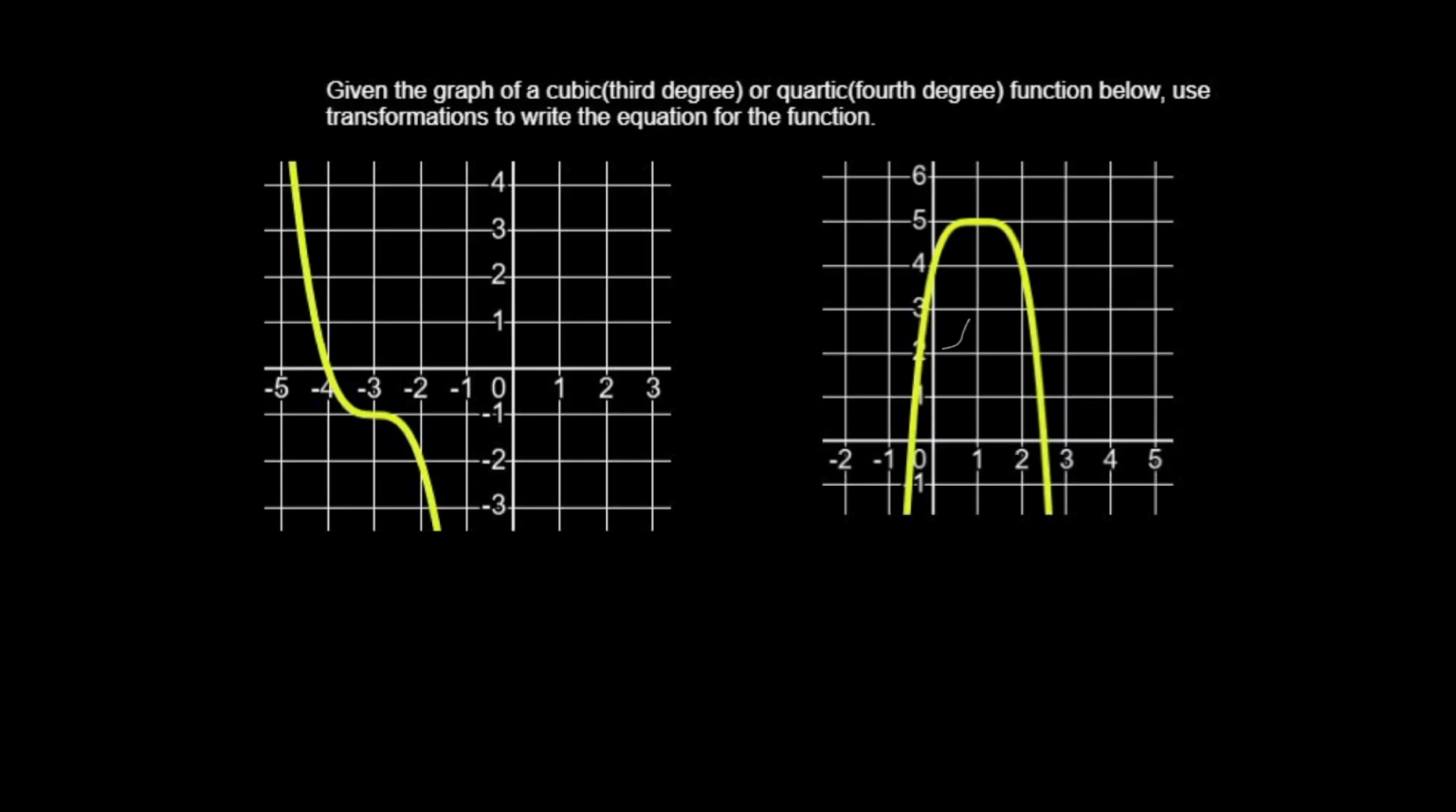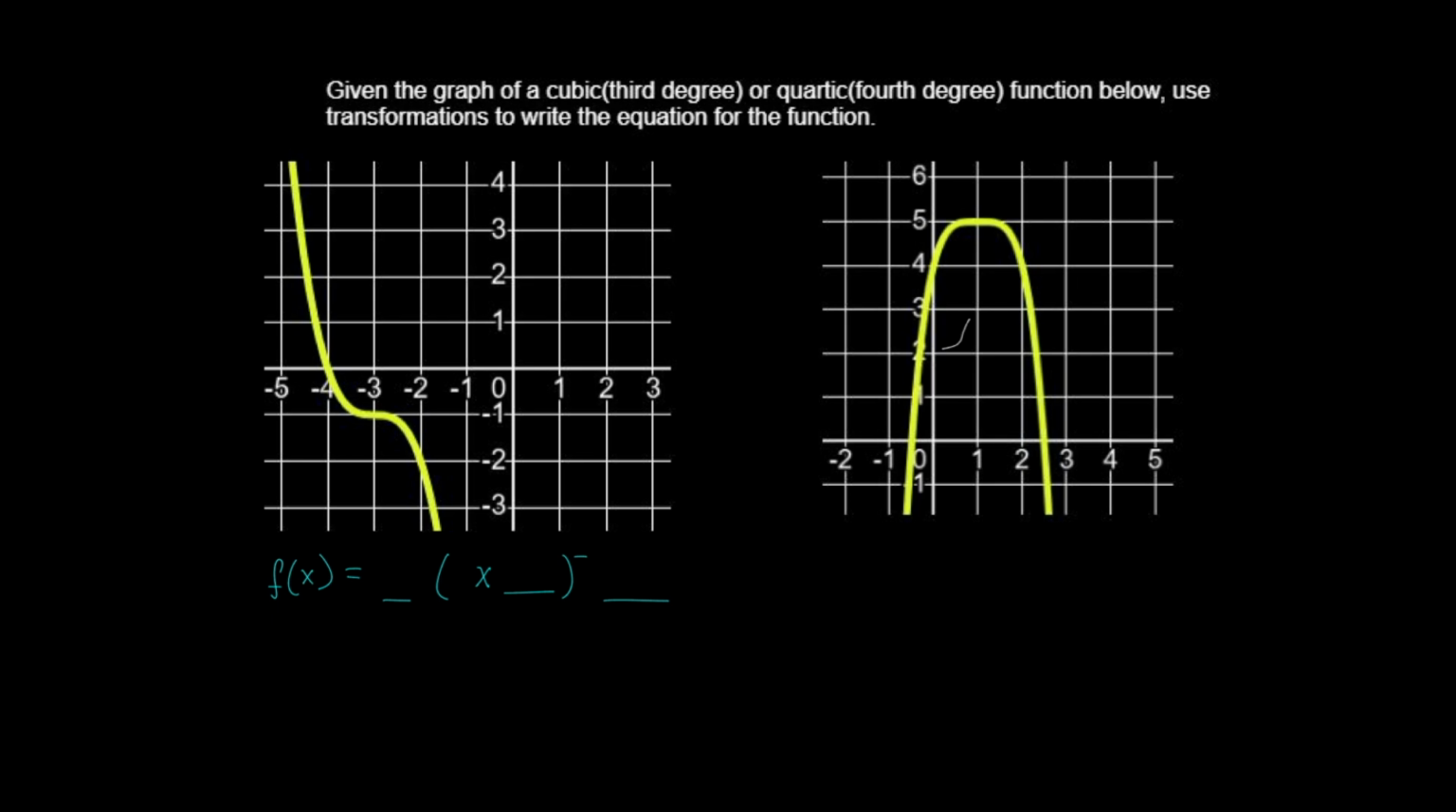So in this example, we are given the graph of either a cubic third degree or quartic fourth degree function below. And we're going to use transformations to write the equation for the function. So starting off, in general, if we're writing an equation with transformations, it's going to have this general format. We might have a coefficient. We'll have x plus or minus something to a power, and then plus or minus something.